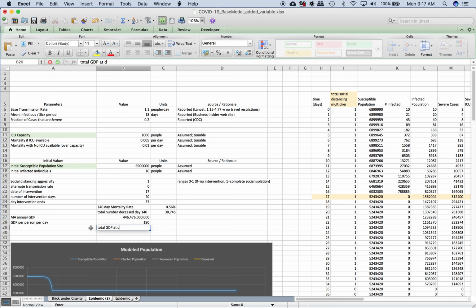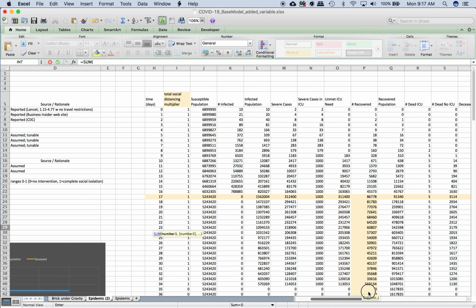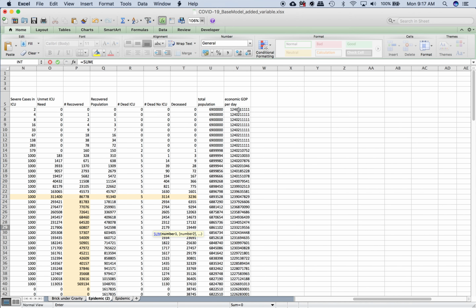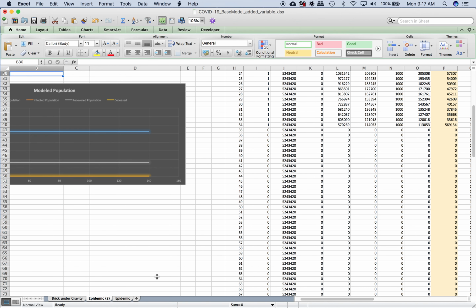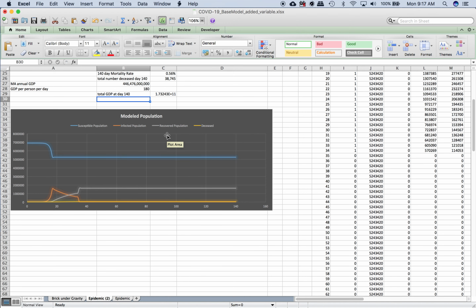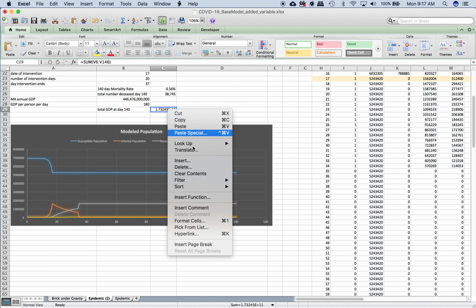So let's look at the total GDP at day 140. And this is going to be the sum of this column. If you click in V, and then on a Mac, if you hit Shift Command down arrow, that's going to ripple across your whole column. It's going to go until there's no more data there. And then I'm going to do Shift close parenthesis and enter. Okay, so you can see your GDP.